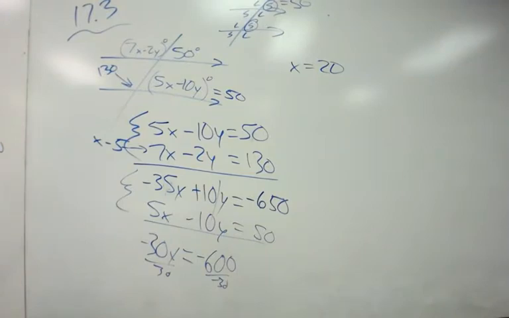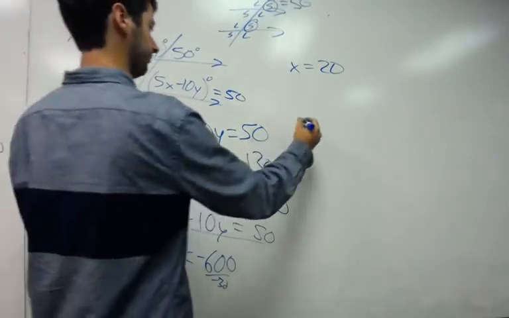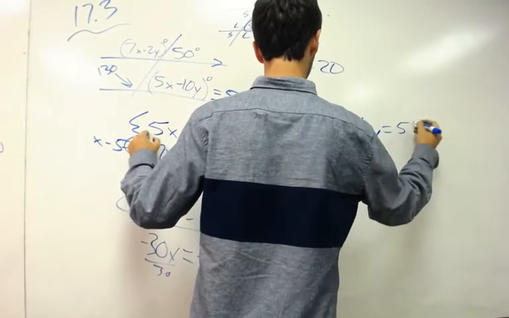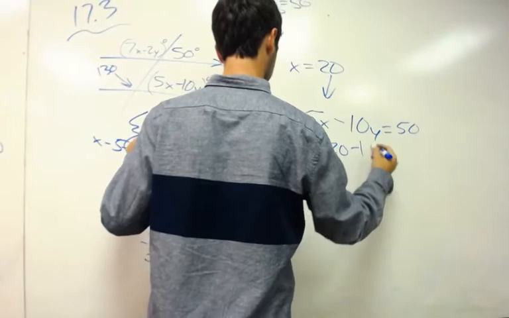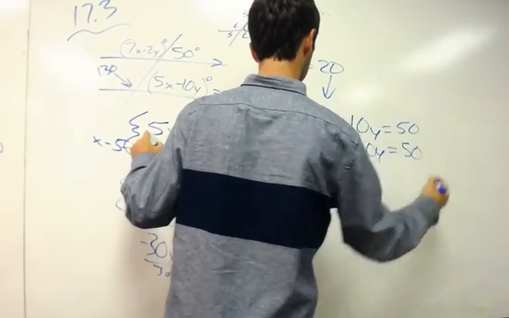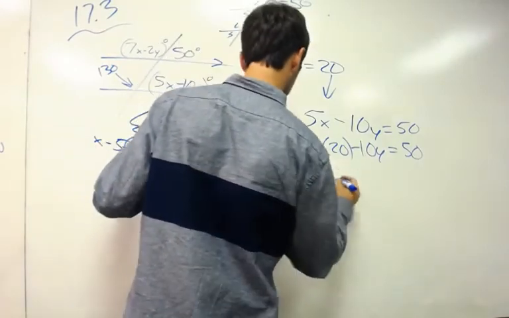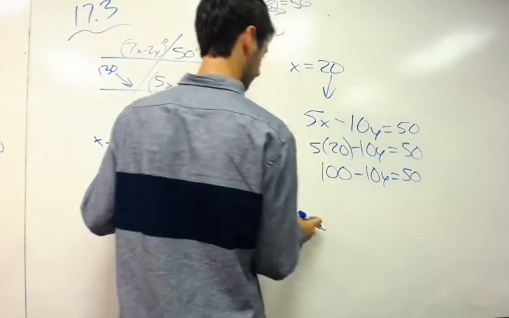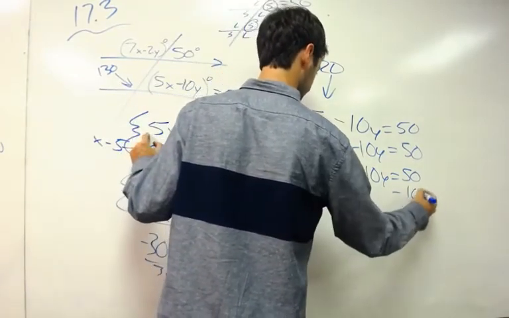Now we got to find y. So we can just plug in any of the x values. I'm going to use this one. 5x minus 10y equals 50. Plug in the x. 5 times 20, minus 10y equals 50. Make sure you see 5 times 20 is 100. From here, we're getting y by itself.